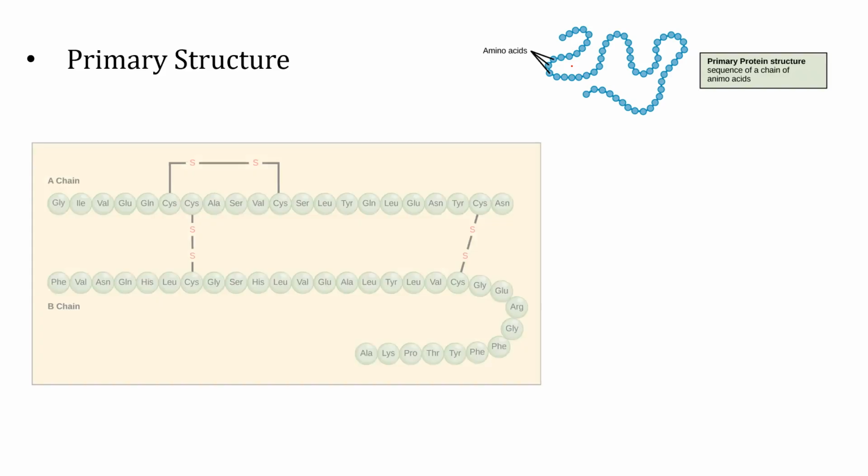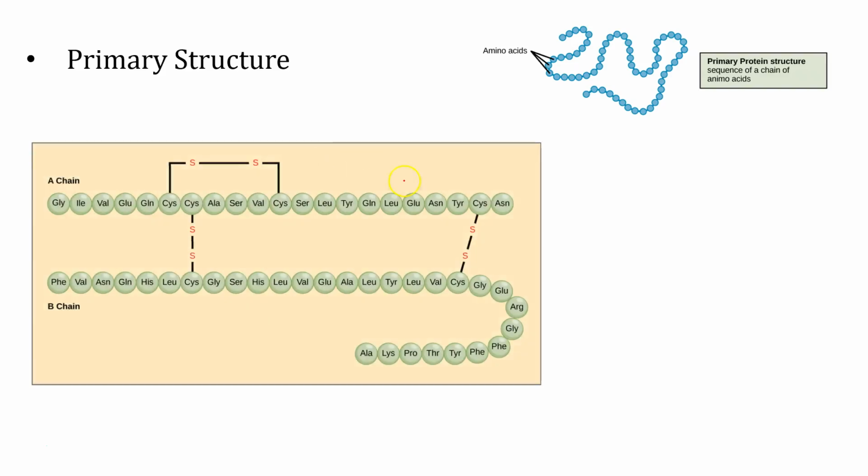Before we get there, though, I just want to point out an example of a primary structure. This is what insulin looks like. And you can see it's just a long chain of one type of amino acids, and then there's another long chain, and the two chains are attached together. It's a very simple protein.